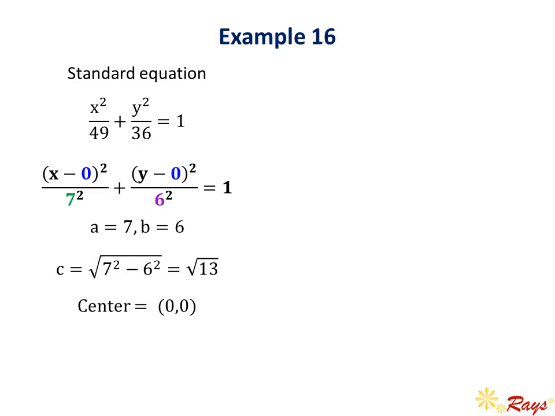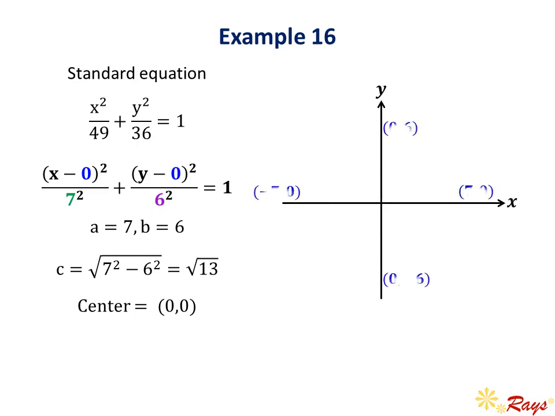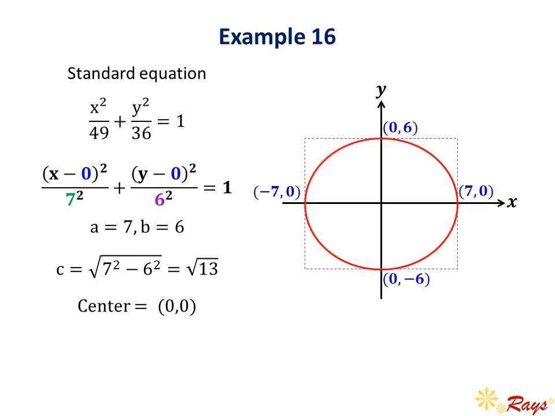Now we can draw our ellipse. So we start by marking our vertices and the coordinates at the ends of our y-axis. We draw a rectangle to make it easier for us to draw our ellipse. So therefore, that's our ellipse, our foci and the center. So observe that our ellipse almost looks like a circle because the values of a and b have only 1 unit difference.